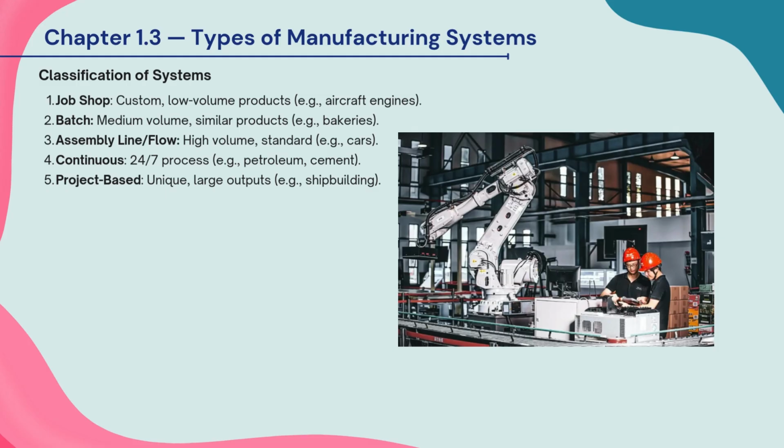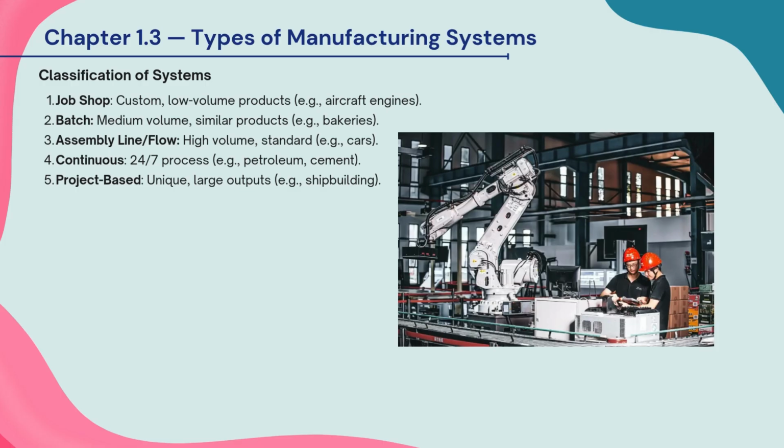Production systems can be classified by the type and volume of output they handle. Job shop systems produce highly customized, low-volume items such as aircraft engines, while batch systems manage medium volumes of similar products like those in bakeries.